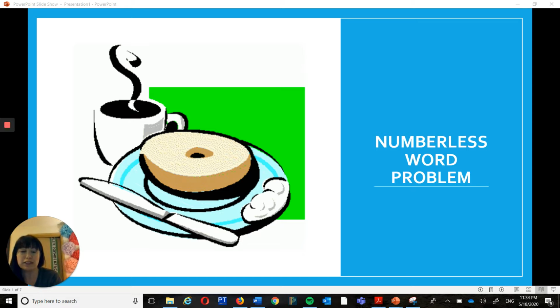So what you'll need is your journal that you do all of your work in and a pencil. If you don't have your journal, any piece of paper you can write on will do. Grab those things, come on back, and let's get started on the word problem.